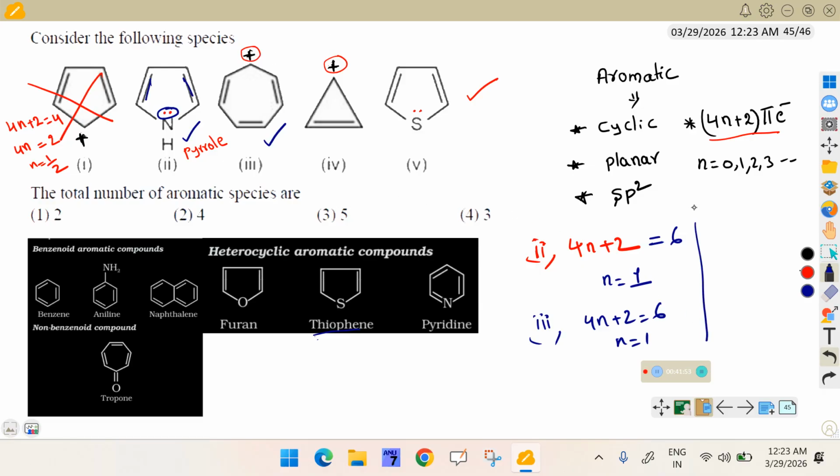Next, the fourth one: 4n plus 2 equals 2 pi electrons, 1 pi bond, 2 pi electrons. Then n equals 0. Yes, this is also aromatic. So 2, 3, 4, 5 are aromatic. Total 4. The second option is the correct option.